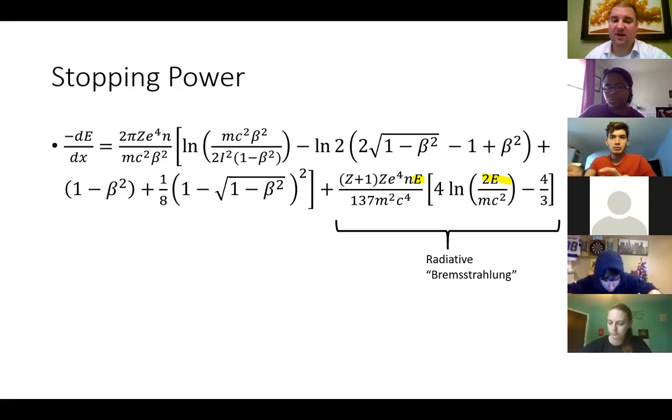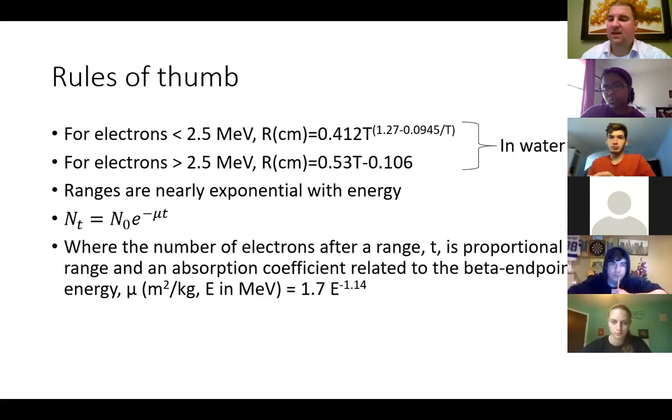So this is a very big equation. It's not really worth trying to do any calculations with by hand. You would typically plug it into some sort of computational package. But we can get some rules of thumb from this. People look at water a lot because about 70% of our bodies is water. So if you want to understand how radiation interacts within living tissue, a lot of times the simplest model is just to talk about it passing through and interacting with water.